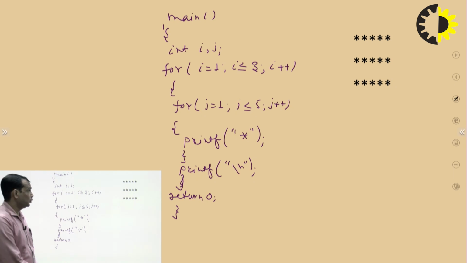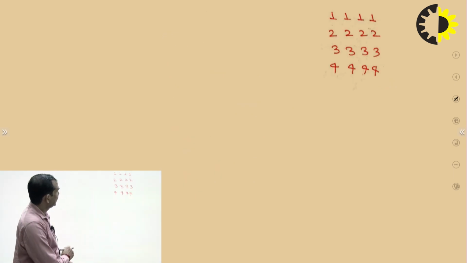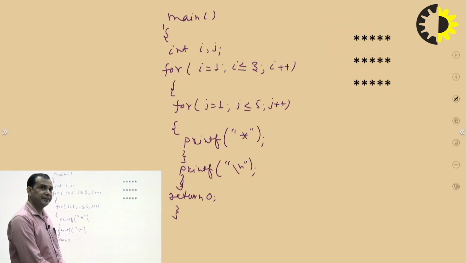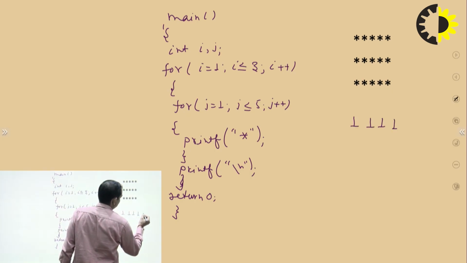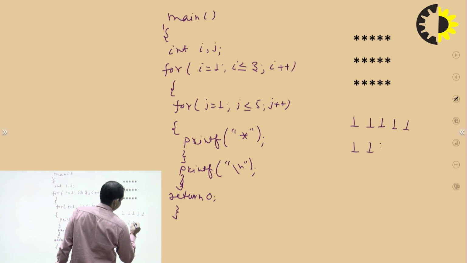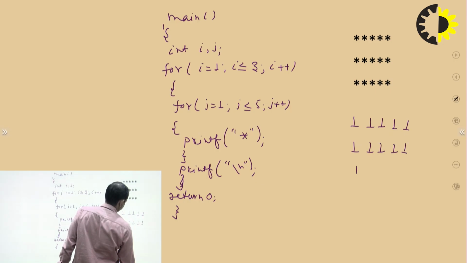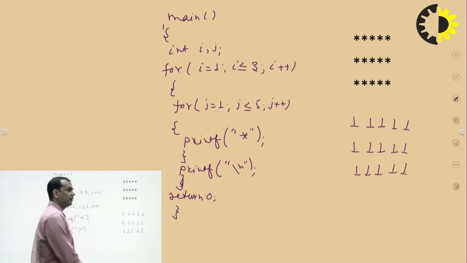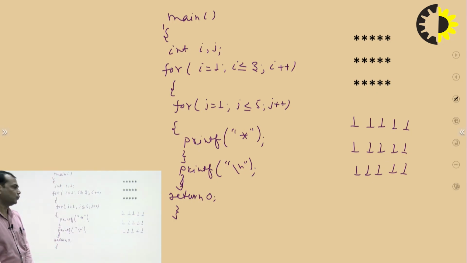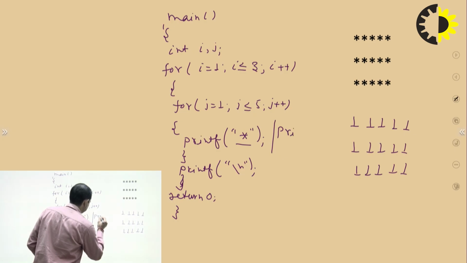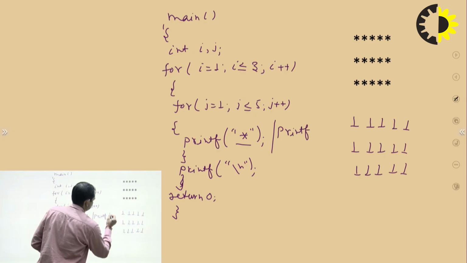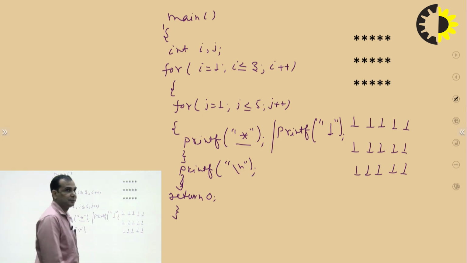In simple terms, in this code, if I want to print 1 instead of this, what we do is use only 1 here.